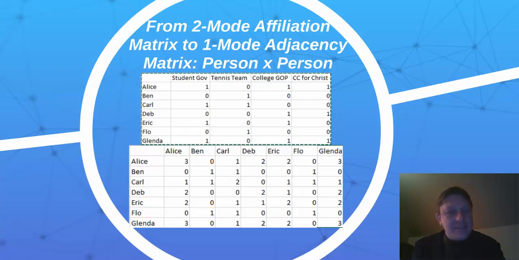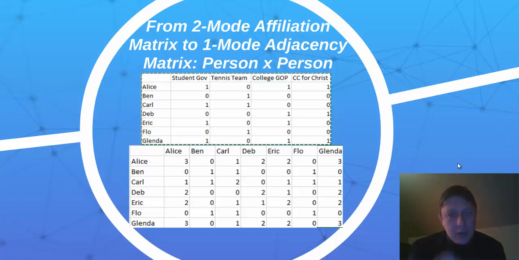Now, Alice and Deb are really close, and Alice and Eric we would expect to be sort of close too. They also share two groups, but Alice and Glenda share each of their group memberships with one another. They actually have the strongest connection in all of the network. They have the largest number of groups shared with one another.